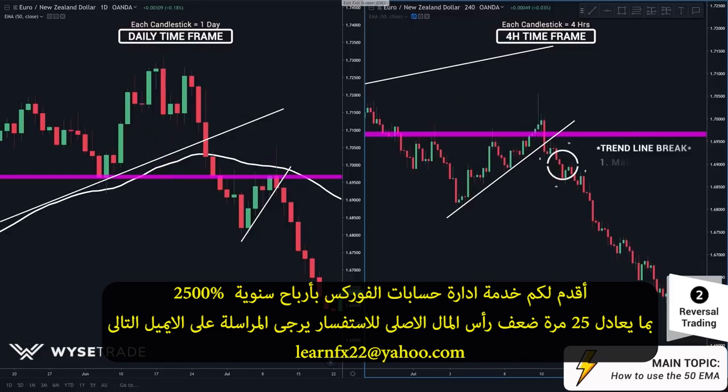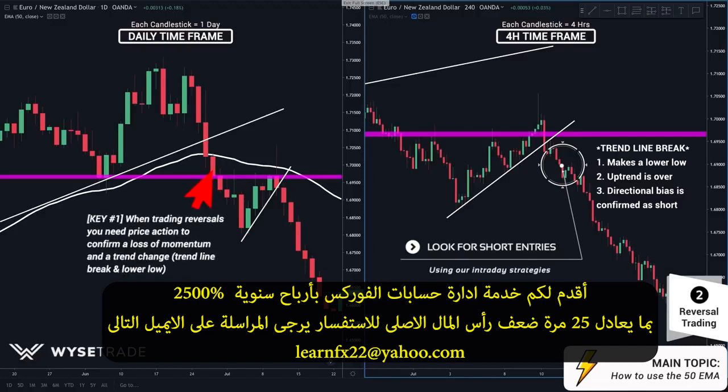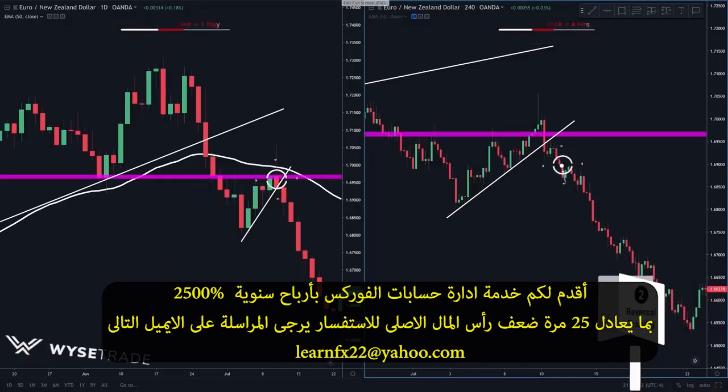Now, once you had your break of the short-term trend line, this shows that the pullback is over, and once price made the lower low, you can start looking for short entries and start taking breakout or momentum entries through the lower time frames as your directional bias is confirmed. Again, the most important part was the big picture trend change through the break of the trend line combined with the pullback reaction to an area of high confluence. So, moving on.